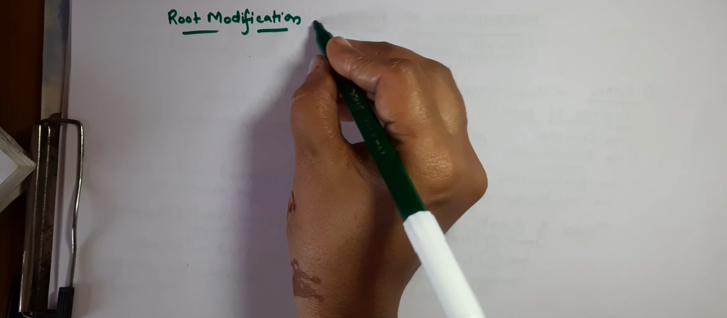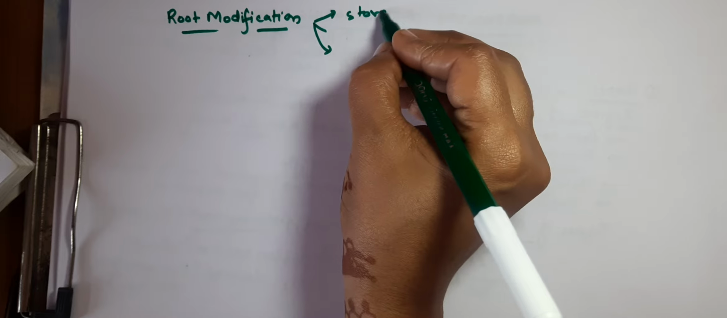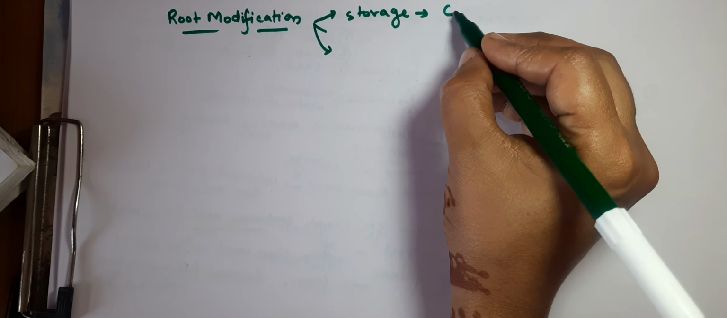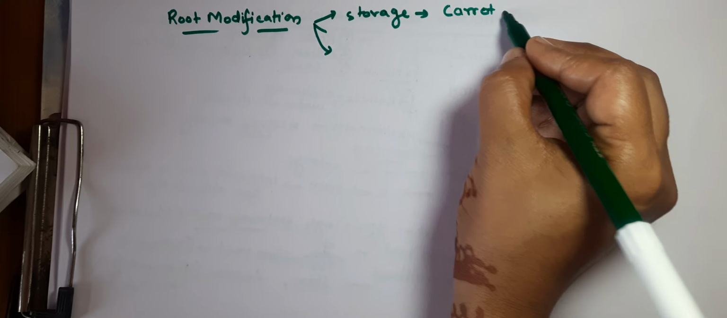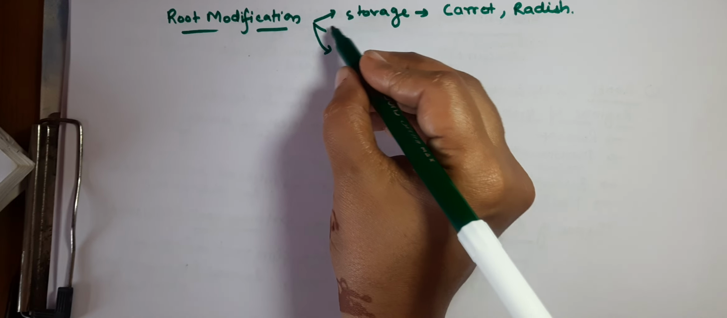Now let's talk about root modification. So students, there are three types of root modification. The first one is for storage purposes. In this, the food will be stored, and this kind of root modification is observed in carrot and radish. So the root will store the food.